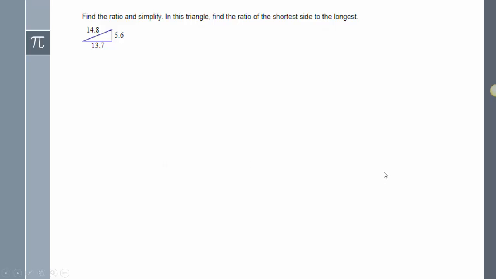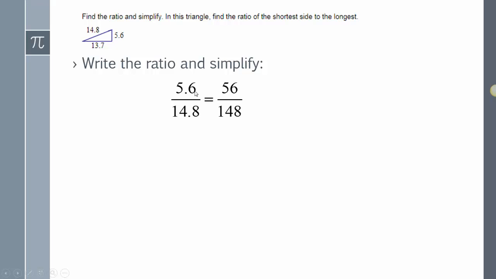Find the ratio and simplify. In this triangle, find the ratio of the shortest side to the longest side. Now, I set up the ratio as 5.6 to 14.8. I multiplied the numerator and denominator of each by 10 in order to get rid of the decimal, and I'll have whole numbers to work with.